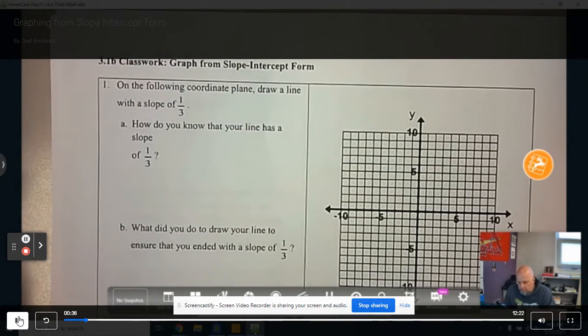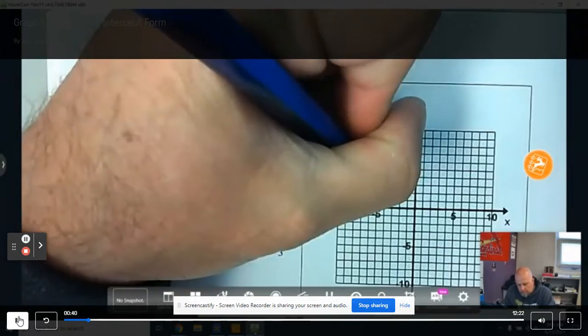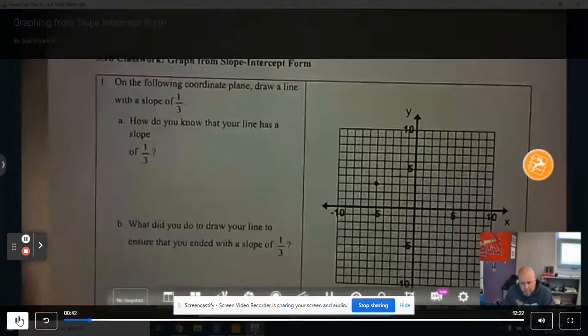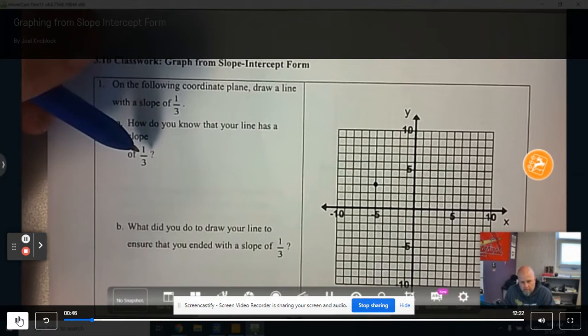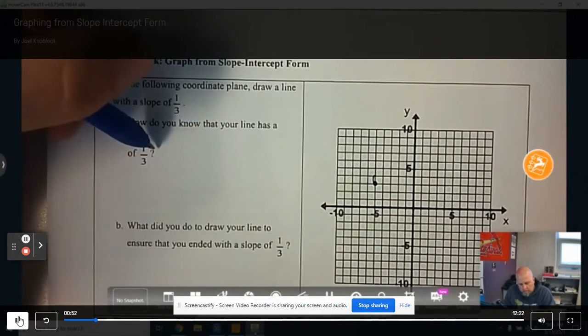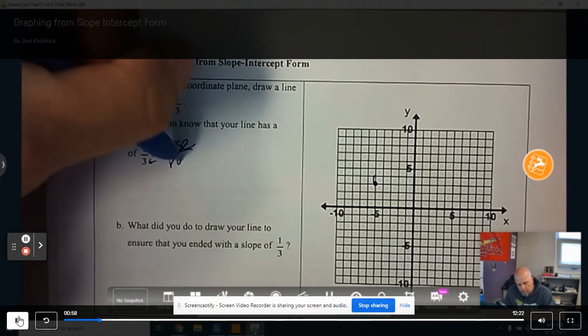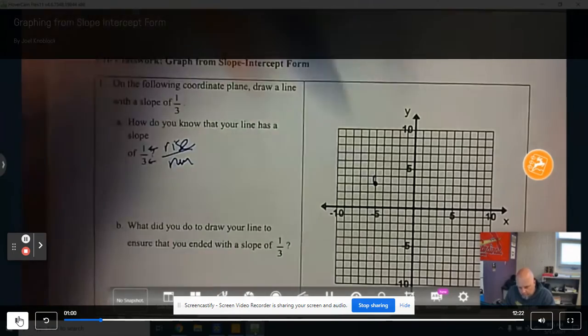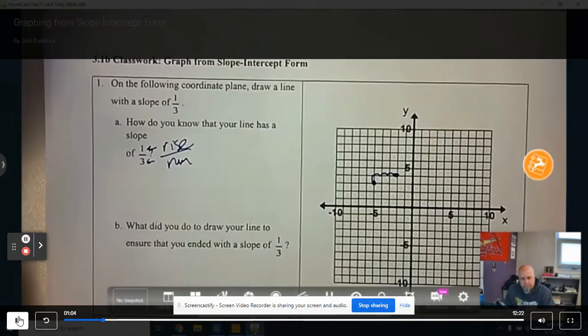Okay, so number 1 says, on the following coordinate plane, draw a line with a slope of 1/3. Which means I can choose anywhere on this coordinate plane. So let's say I just pick a point right here. Now I need a slope of 1/3. I notice it's positive. So I just go up 1 to represent this one, and then I have to run 3. So remember, rise over run. So I got to run 1, 2, 3, put a point.